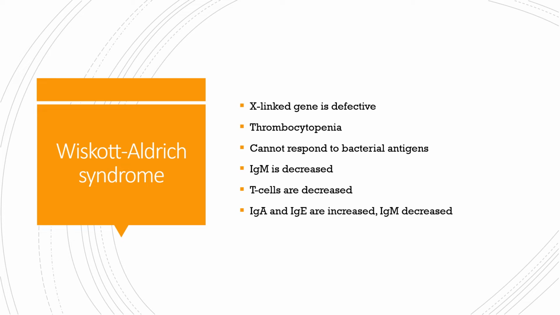They have increased infections, both bacterial and viral. Their IgM levels are low, but their IgG is normal or increased. They cannot make antibodies to vaccines, and most develop an autoimmune disease and malignancies. Here in this disease, their IgA and IgE levels are increased, and their IgM is decreased.